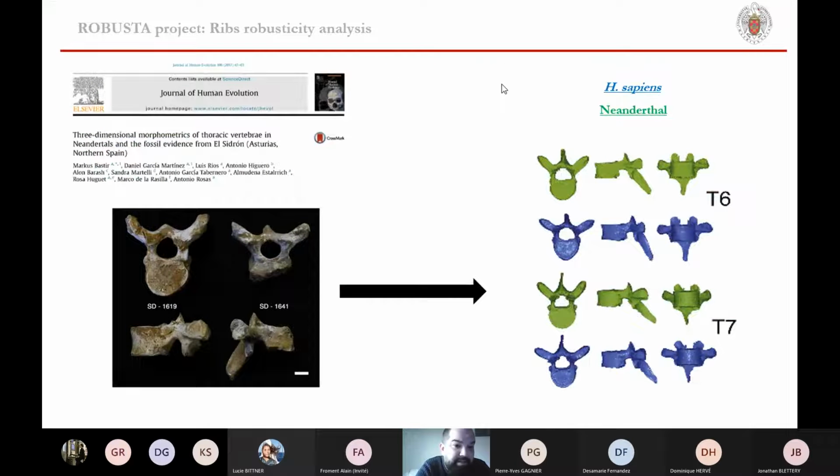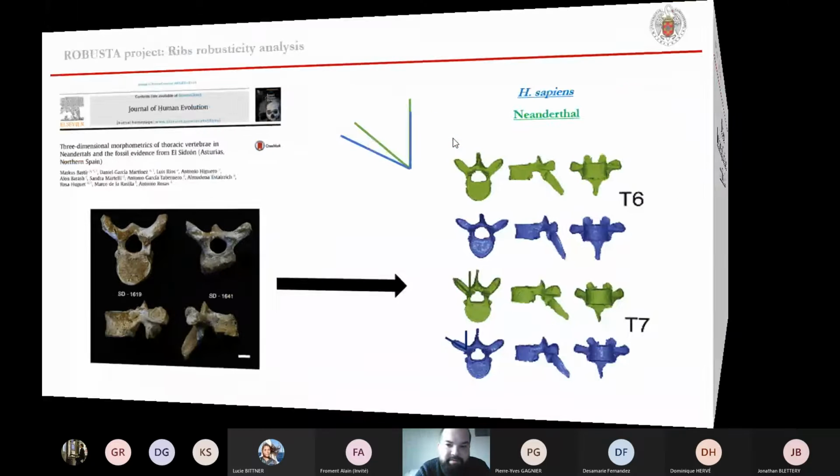Specifically, we started studying the thoracic vertebrae of these Neanderthals, and you can see here level thoracic 6 and thoracic 7, and you see Neanderthals in green and modern humans in blue. You see that the transverse process orientation, among other features, is very different between them. The blue line represents the modern humans, and the green line represents Neanderthals. And you see that the orientation of the transverse process is much more dorsally oriented in Neanderthals compared to modern humans. But we are going to see what this means.